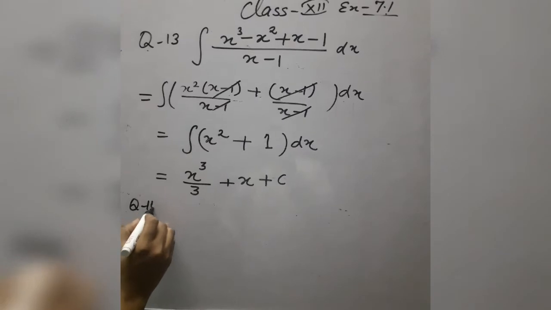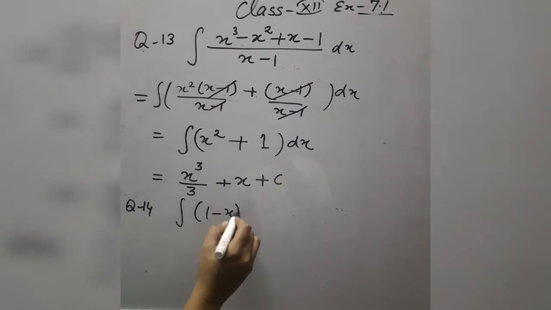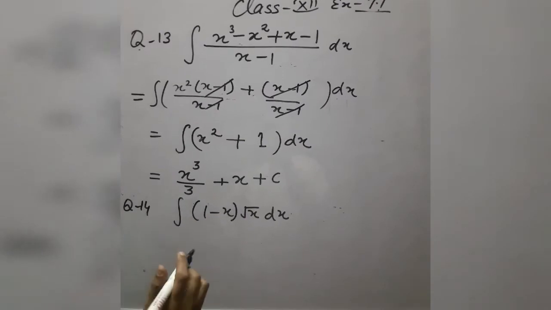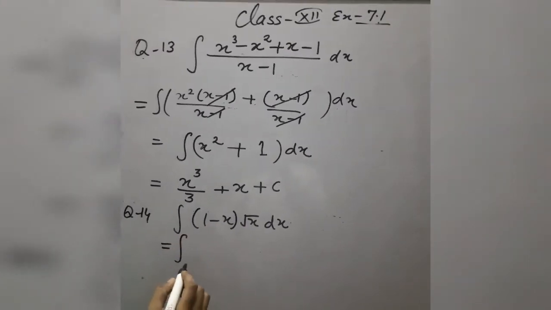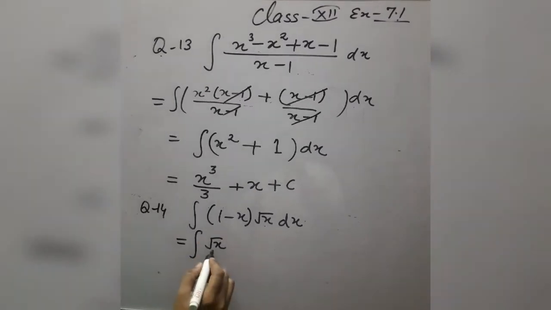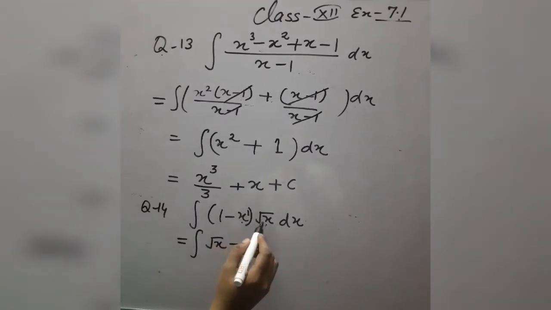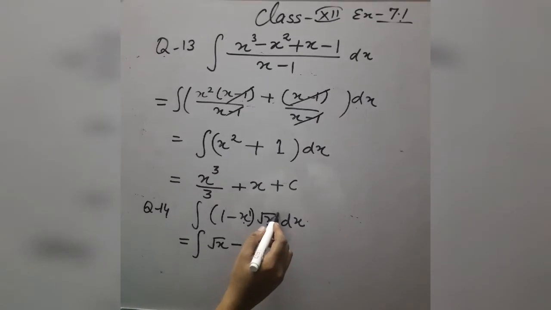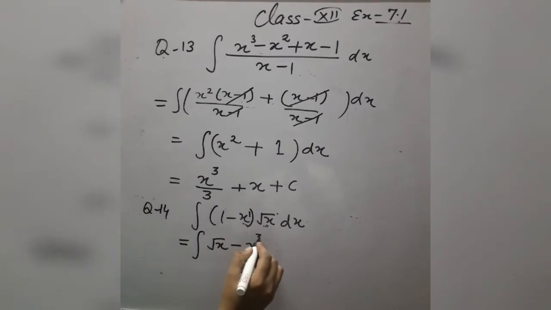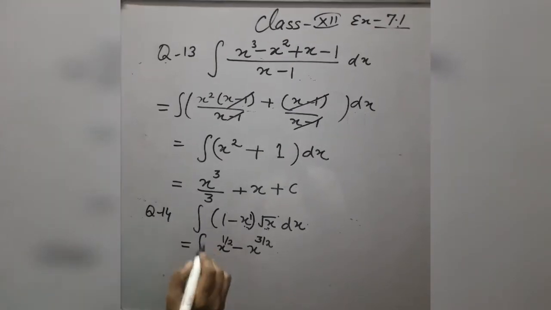In question number 14, the statement is find the integration of 1 minus x and root x dx. Multiply this root x inside. In the first step we are not integrating, we are just simplifying this function. Root x multiplied by 1 becomes root x, and when root x is multiplied by x, here x raised to power 1, in this case x raised to power half, and when the base is the same you will add the powers. It becomes x raised to power 1 plus half, means 3 by 2, and this root x also can be written as x raised to power half.